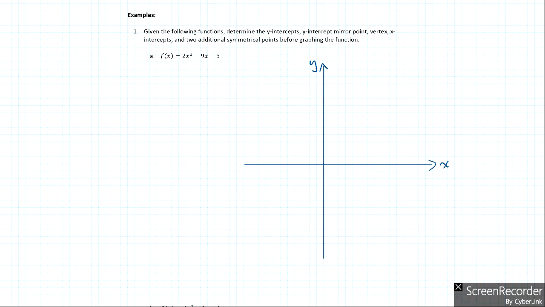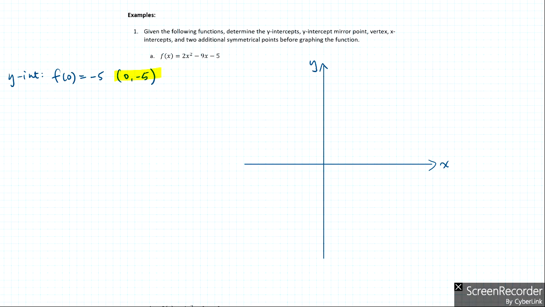To find the y-intercept, we're doing the same thing as before, with the understanding that for the y-intercept, the input has to be equal to 0. So f of 0 in this case would leave me with the constant term, -5. That tells me the y-intercept is (0, -5). I'm going to highlight all the key points I'm going to use at the end in order to graph it. Then we want to find the y-intercept's mirror point.